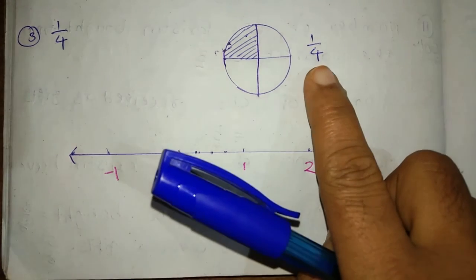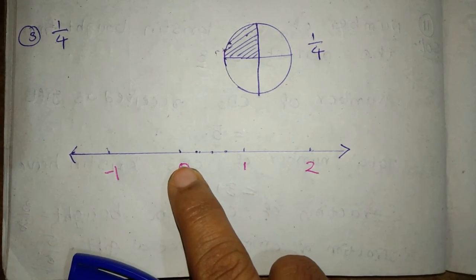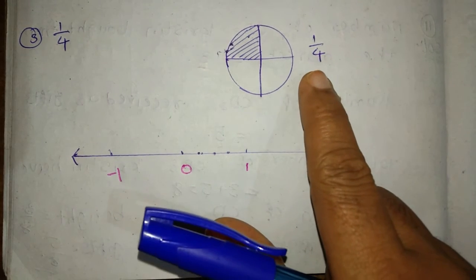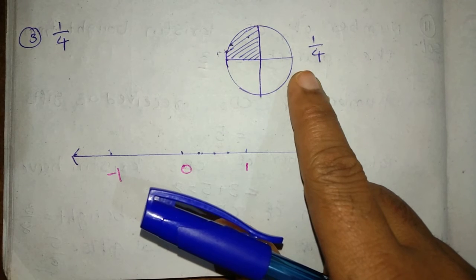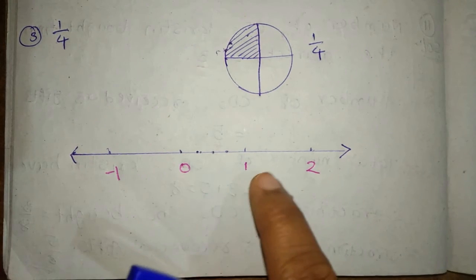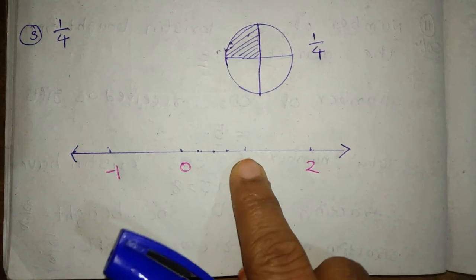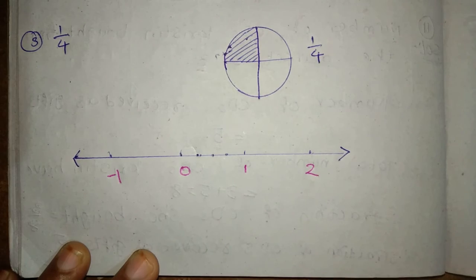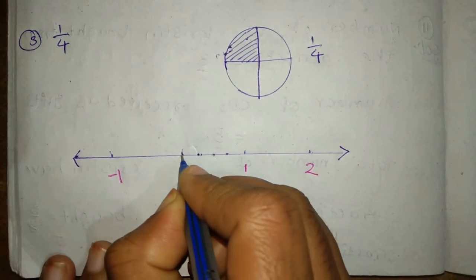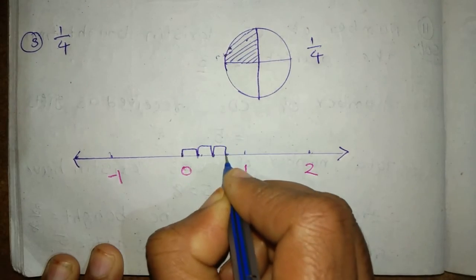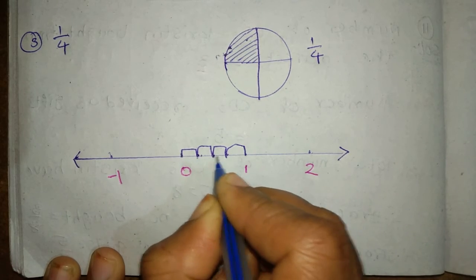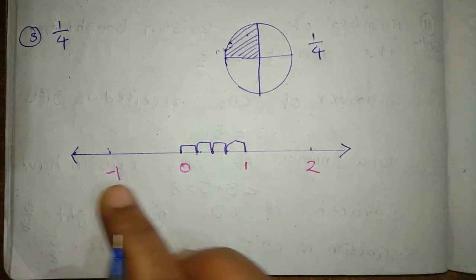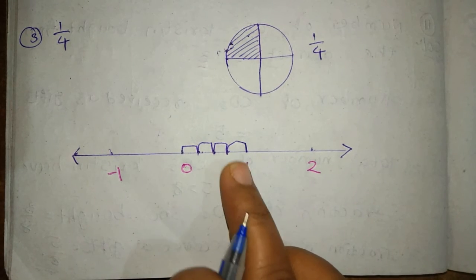Now 1/4 is also greater than 0 and less than 1. So as the denominator is 4, we divide 0 to 1 into 4 equal parts. One, two, three, 4.